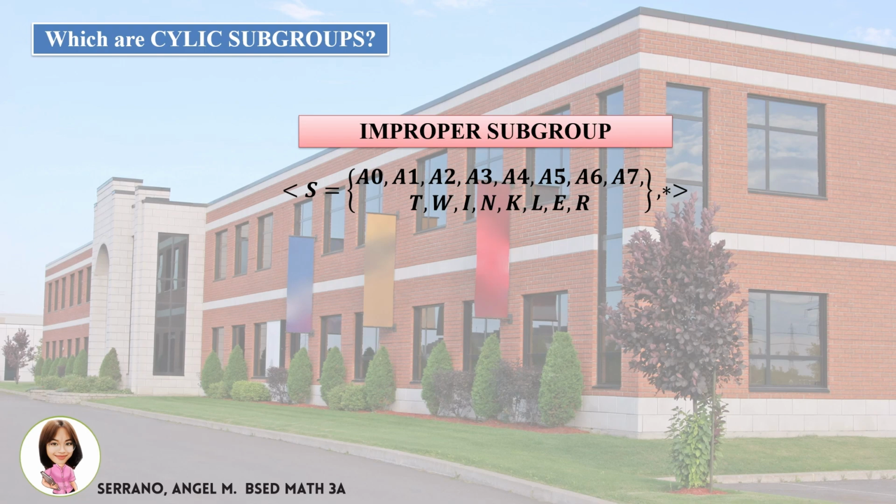So let's first have the improper subgroup. As we know, the improper subgroup is just the group itself, since this improper subgroup contains the elements of a group. And earlier, we already proved that the group of S under binary operation star is not a cyclic group. So therefore, we can also consider the improper subgroup as not a cyclic subgroup, since determining whether it is cyclic is similar to determining whether the group is cyclic by following the two conditions: it must be abelian and it must have at least one generator, as mentioned earlier.